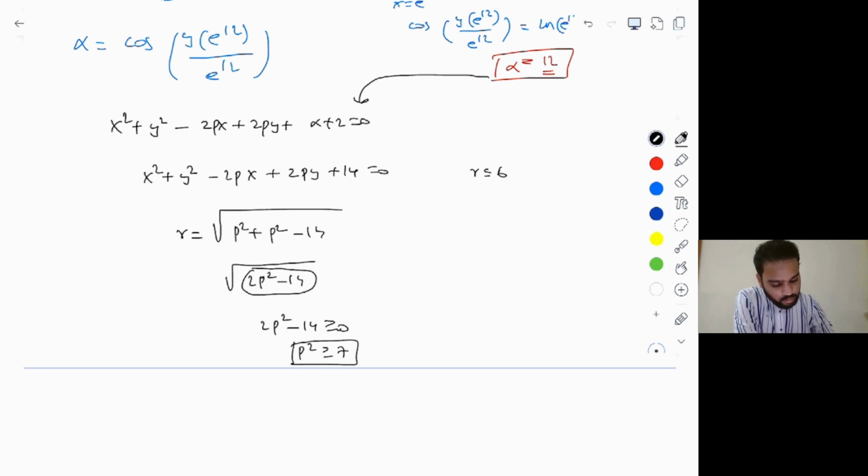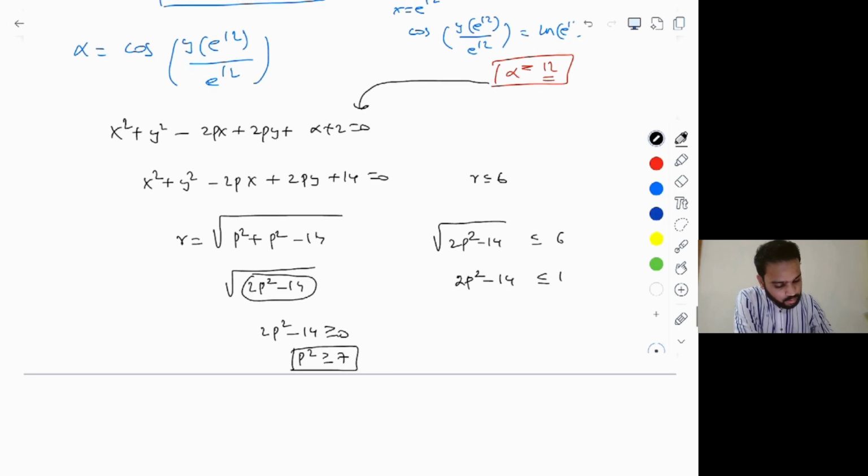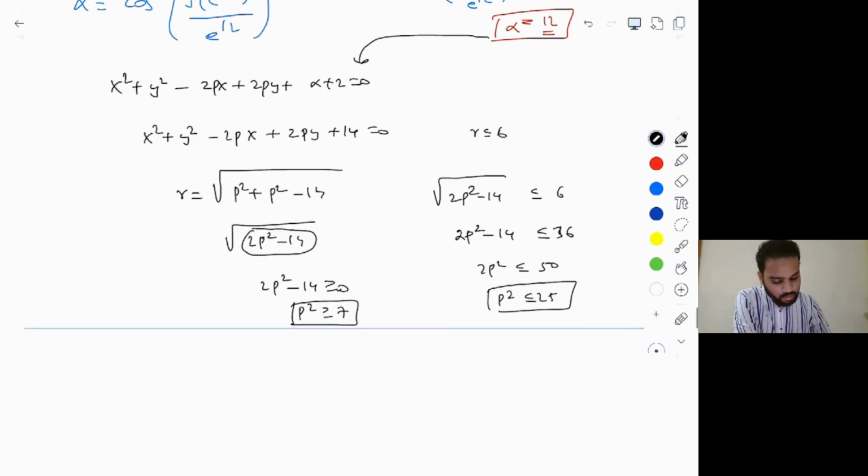And then if r is less than or equals to 6, we need to make sure square root of 2p square minus 14 is less than or equal to 6. Square on both sides. 2p square minus 14 less than or equals to 6 square, which is 36. So finally 2p square is less than or equals to 50. That is p square is less than or equals to 25. Which means p square should be greater than or equal to 7, and also p square should be less than or equals to 25 to make it a real circle.